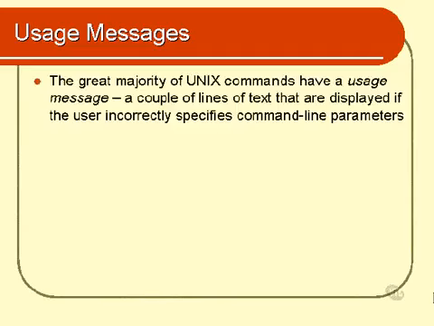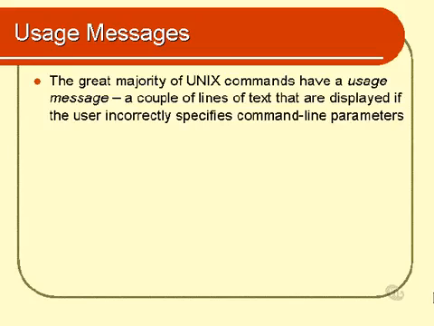We now come to usage messages. So what is a usage message? Well, the great majority of Unix commands, like ls and grep and so on, have what we call a usage message, which is simply a couple of lines of text that are displayed if the user incorrectly specifies command line parameters. In other words, if the particular command requires, say, 3 parameters and you only type in 2, then you might get back a usage message.